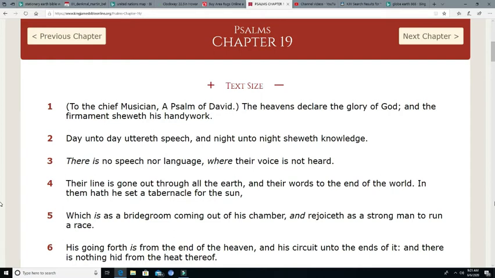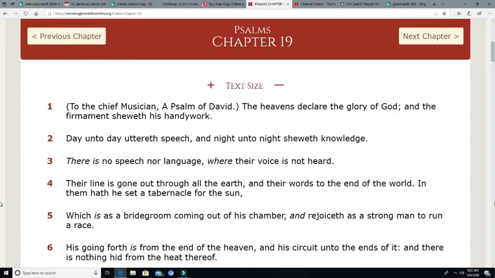Their line is gone out through all the earth, and their words to the end of the world. So there is the heavens and the firmament, and they have a line that goes out through all the whole earth, where the firmament and the heavens and the earth meet. And it's a line. It's nothing globular or circular. It's plane. It's a line, linear. And their words to the end of the world. So it's an end to this world under the firmament.